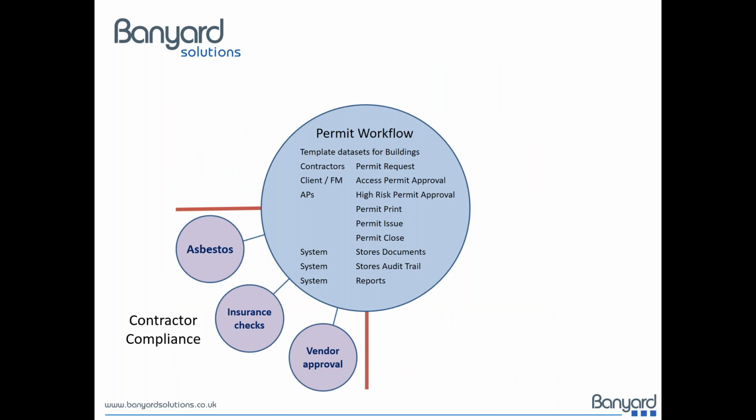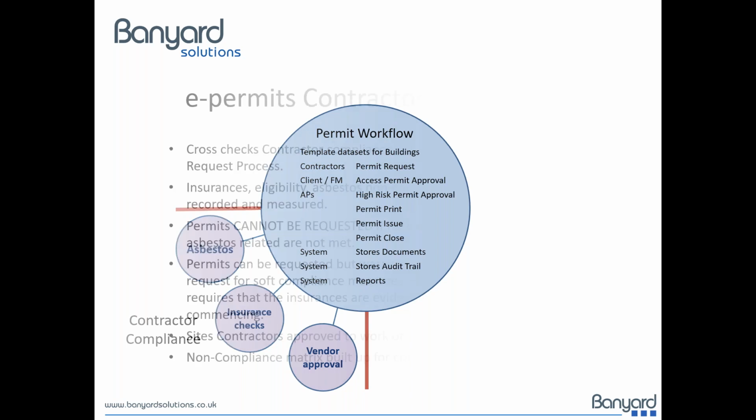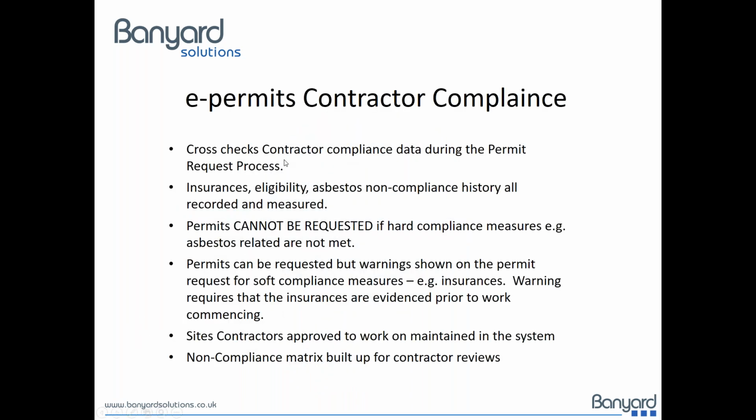The next module is what we call contractor compliance, and this now looks at the contractor companies and assesses whether they're an approved vendor or they're allowed to work on particular sites. It checks their insurances and also checks if they're an asbestos qualified contractor, should there be any asbestos work taking place. So it cross-checks all of this data during the permit request process. So insurances, eligibility to work, and so forth are all checked. They're all recorded and measured and uploaded within the system.